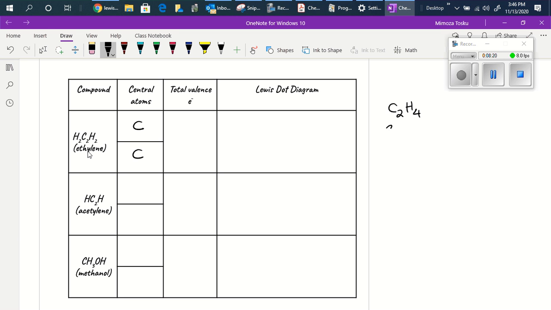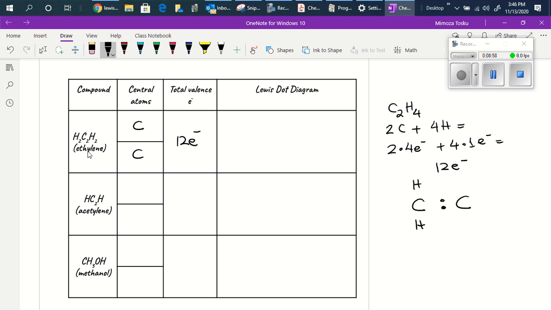Now let's count the total number of electrons from the formula. We gather that we have 2 carbons and 4 hydrogens. Carbon has 4 electrons in the outer shell, and hydrogen has 1 electron in the outer shell. So the total number of valence electrons is 12. Let's start building the Lewis dot diagram. So we'll have 2 carbons connected together, because it is a compound. And then we have 1 hydrogen, 1 hydrogen, 1 hydrogen, 1 hydrogen here.